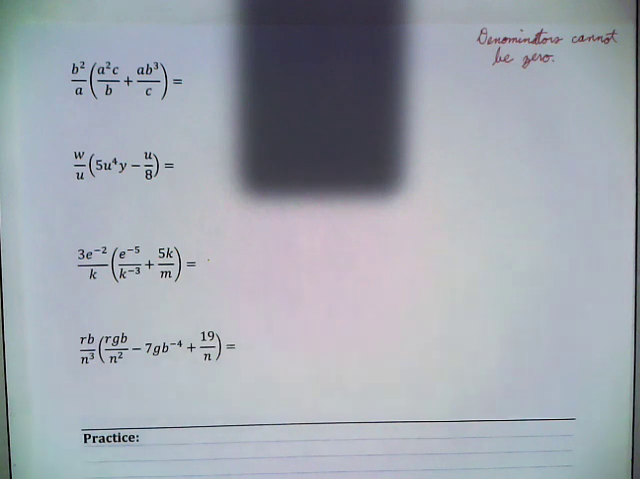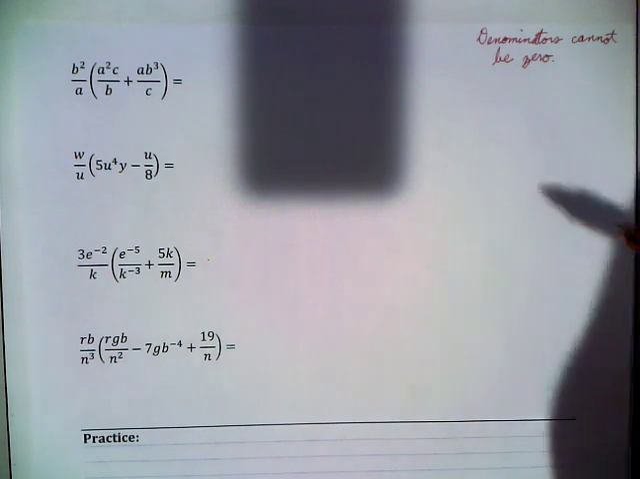And that brings in that vocab term that we had on the front, excluded value. So the value of a variable that cannot be substituted into an algebraic expression. In this case, it cannot be substituted in because it can't be 0. You can't have 0 in the denominator.